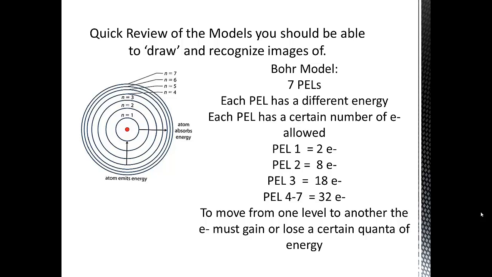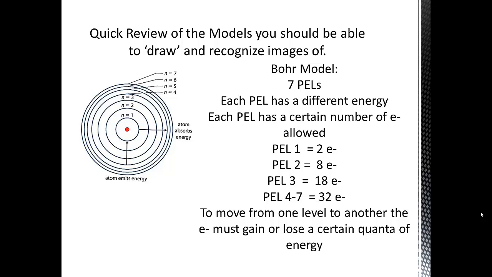The Bohr model has 7 principal energy levels, or rings, around the nucleus. Each principal energy level has a different energy value, and you'll notice that the energy is different based on the distance from the nucleus, and that distance will vary within the rings. So the distance between 1 and 2 is different than the distance between 2 and 3. So it's not the same increment you're increasing by.